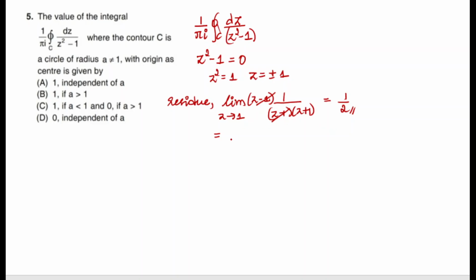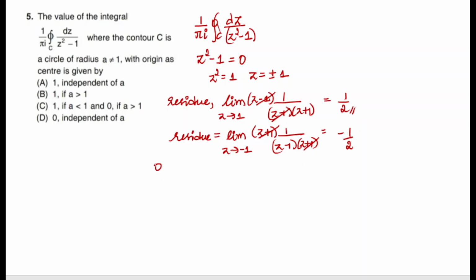Right. Now I'm going to find the residue for limit z tends to minus 1. Right, z tends to minus 1. Z tends to minus 1, minus of minus will be plus 1 divided by z minus 1 into z plus 1. Right, z plus 1 gets cancelled, so it will be 1 divided by z minus 1, minus of minus, it will be minus 2. The value I am going to get is minus 1 divided by 2.